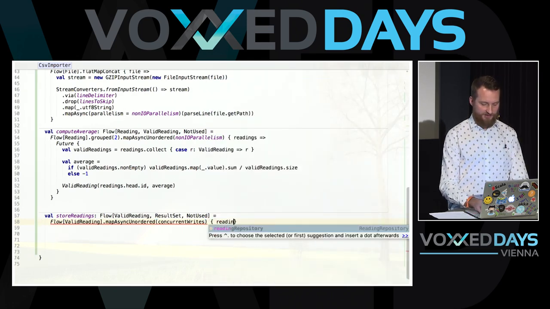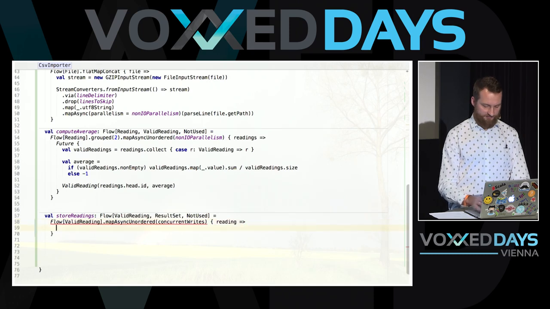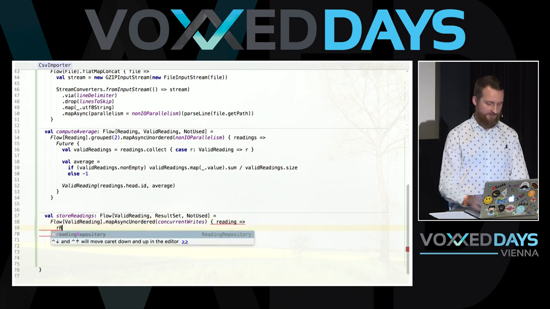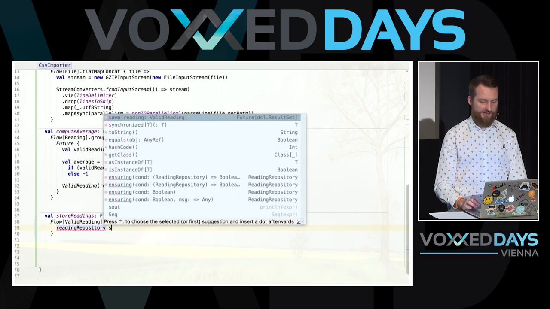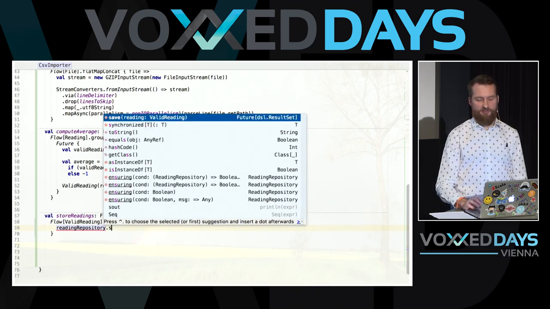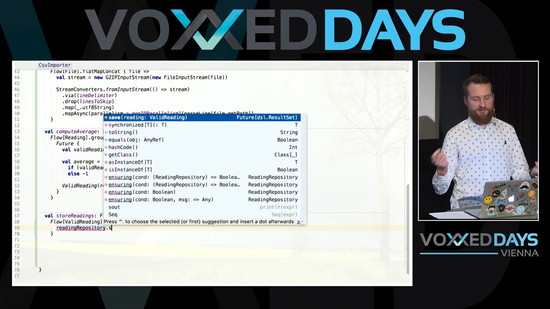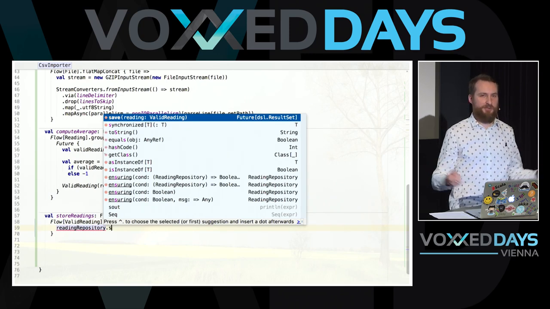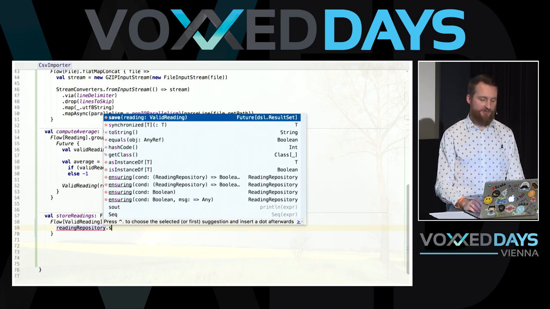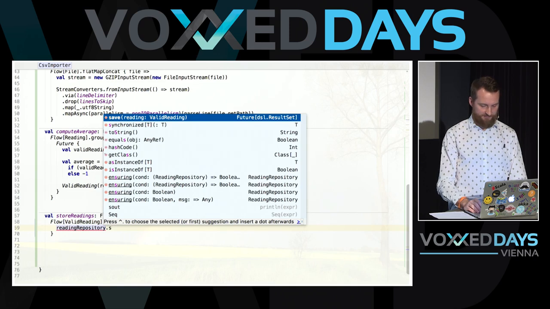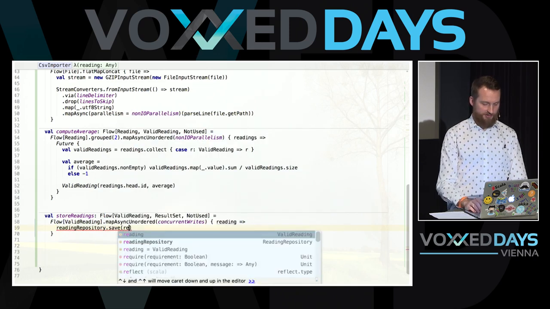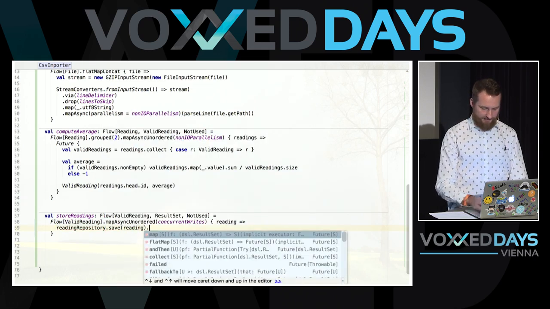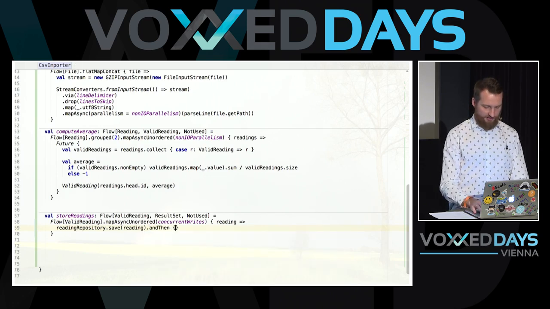Here we get a single reading. And we have something called reading repository that has a save method. The save method takes a valid reading and returns a future of the result set. So that's everything we need to know about it. Under the hood, it stores the value to a local Cassandra instance. So we're going to save the reading, and then we'll just do some logging.